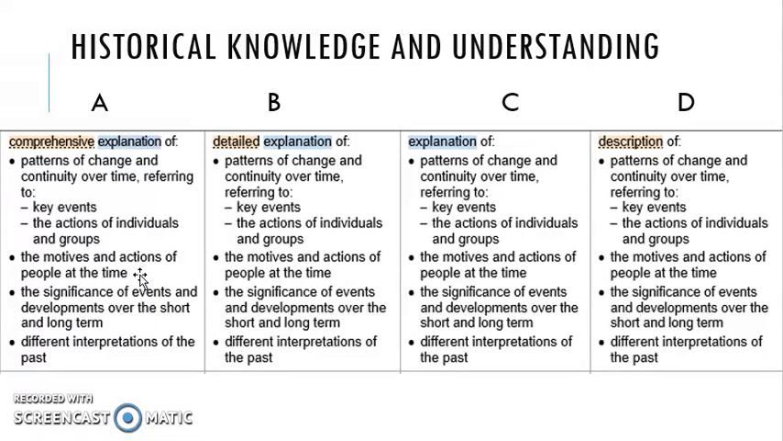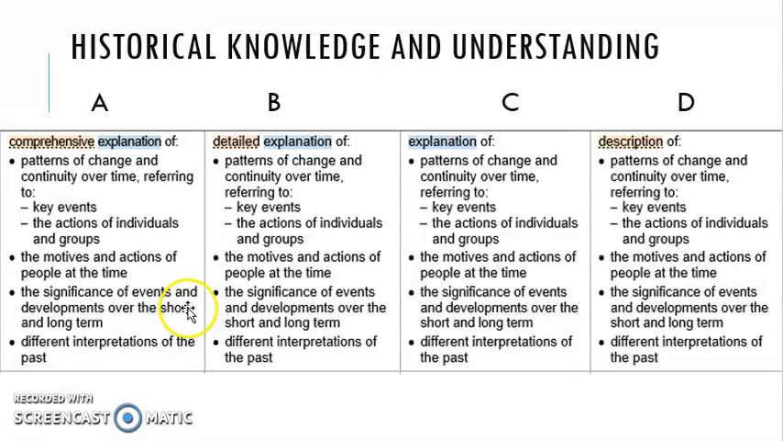The second dot point in this heading is the motives and actions of people at the time. So in your information, you would need to include the reasons that people were doing certain things and the reasons behind what they did at this time. So as part of the information and the actions of individuals, you'd need to have mentioned the reason why these things were happening. The third dot point is about the significance of events and developments over the short and long term. So as part of the information in your essay, you'd need to have included something about how important these events were. Why were these events so significant? Why were they worth mentioning in your assignment?